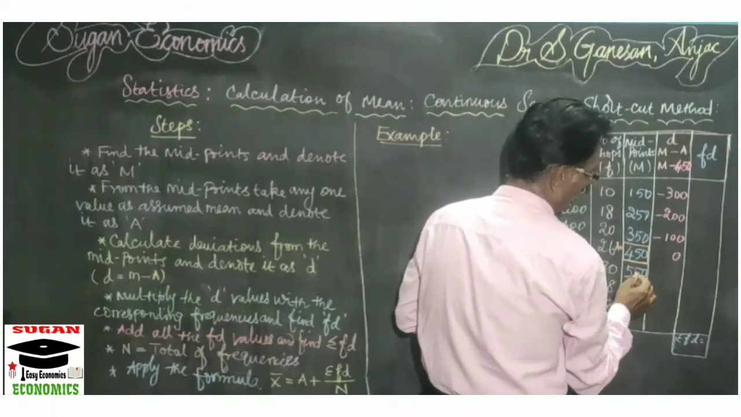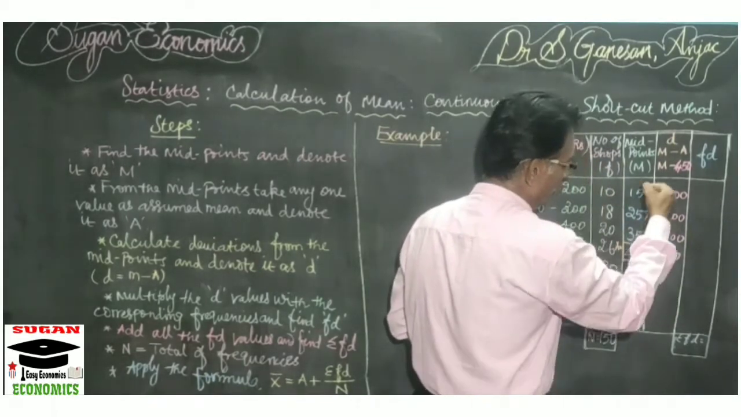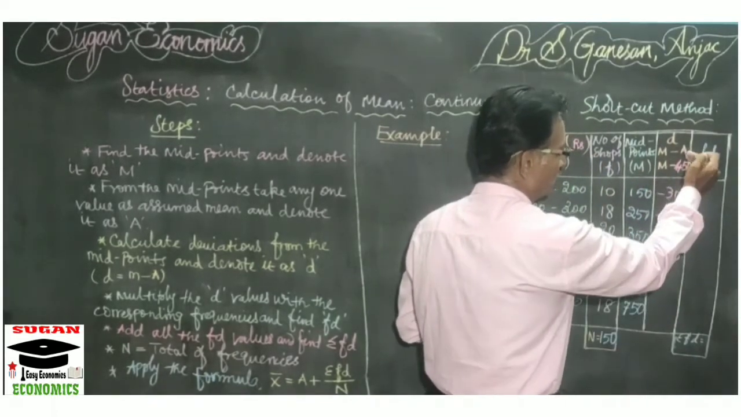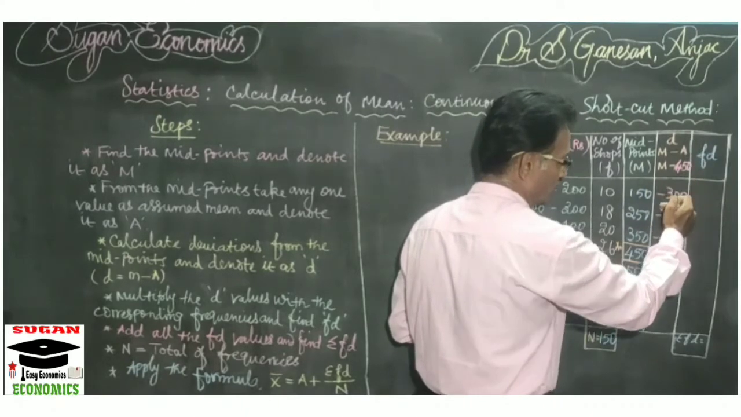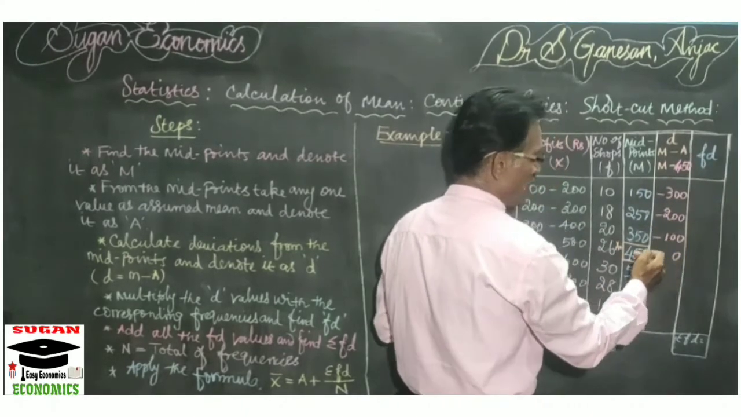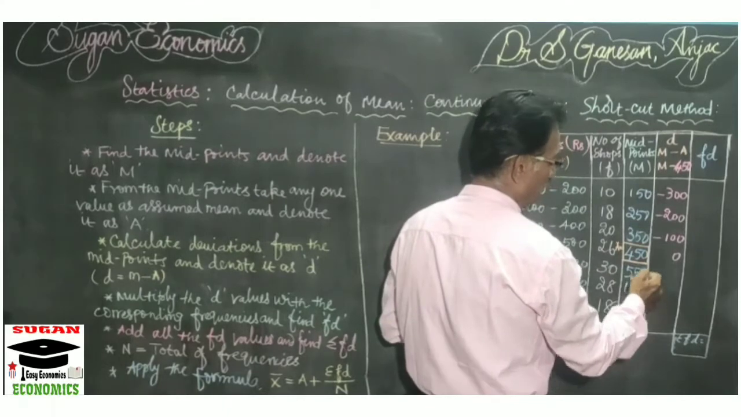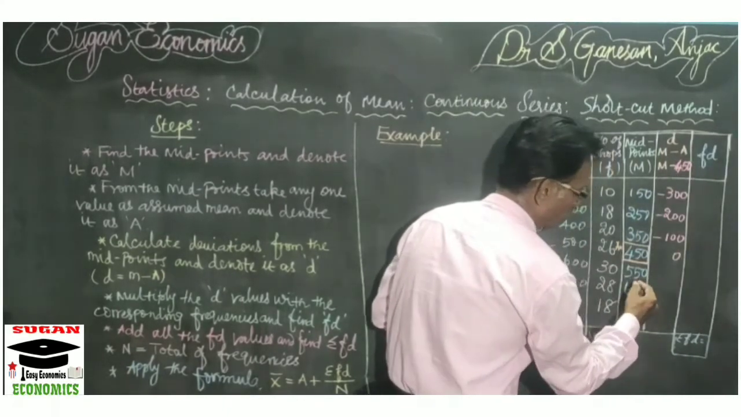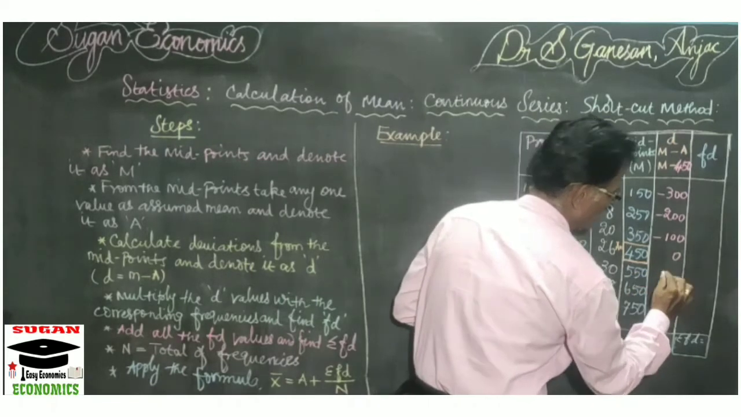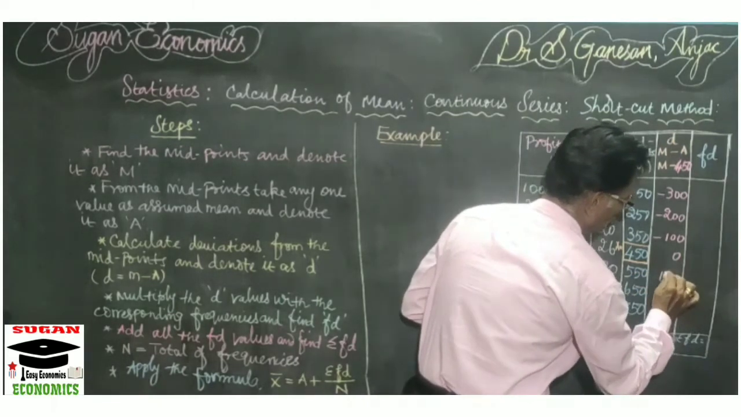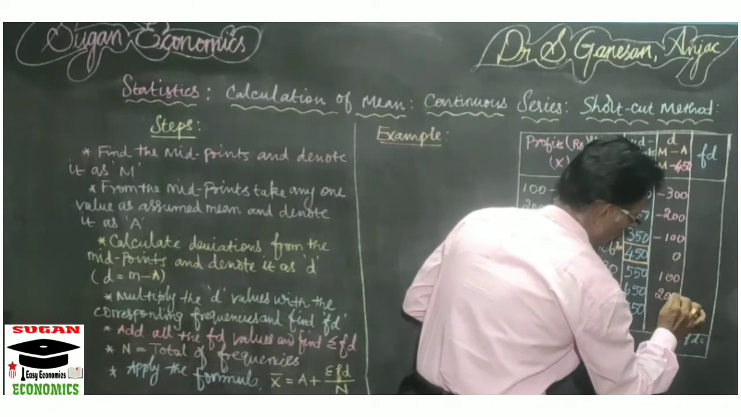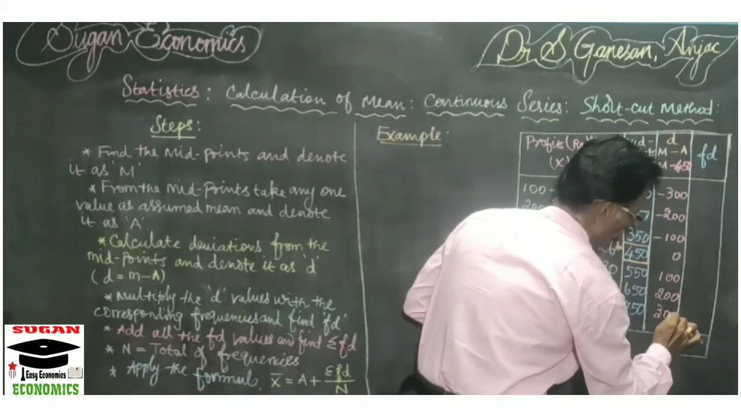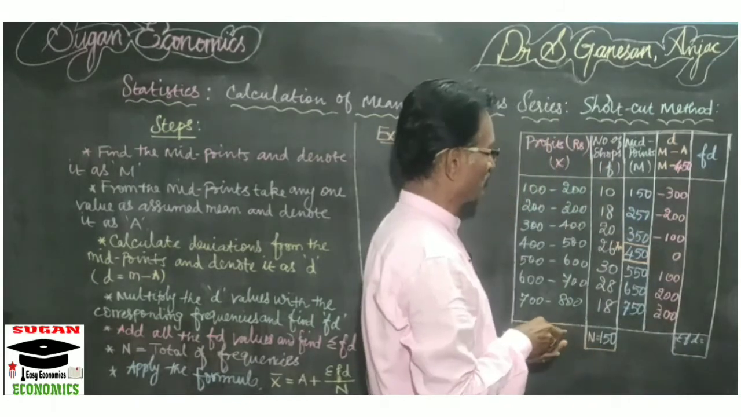Whenever the M value is lesser than the assumed mean value, you will have the deviation values in negative, and whenever the midvalues are greater than the assumed mean value, the deviation value should be positive. So here you put 100, then here 200, then here 300. So we have calculated the deviation values.